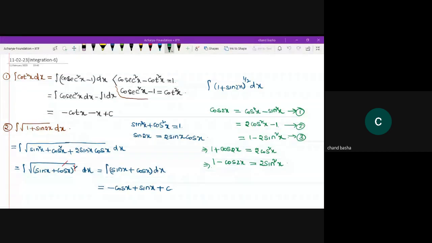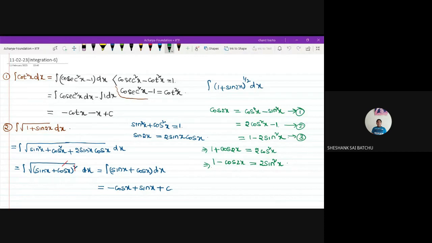Yes, Shashank? Sir, why did you change the signs in the last step, sir? Where? Sir, in the problem. Sir, in the second problem also.